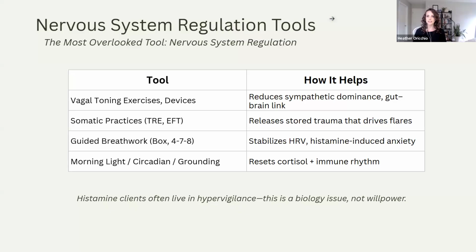So somatic practices can help to release stored trauma, all different types of breath work, and then morning light, circadian rhythm, grounding. Super important to incorporate these practices early on to help balance cortisol and blood sugar. We know that there is a huge connection between high insulin levels and high histamine. So if we can regulate blood sugar and regulate insulin, we can help to lower histamine levels.